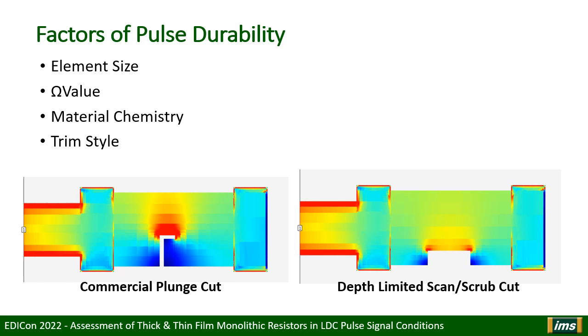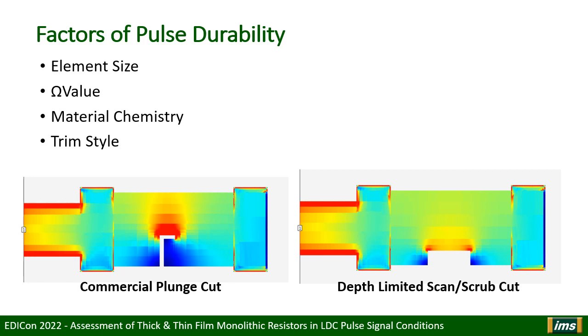The trim style has a large impact, and in general can also account for the largest lot variance when a commercial plunge trim is applied. For a commercial part that's plunge cut, it could go as deep as 70% through the width of the element. This is also the region heat will pool first and has the highest temperature gradient.